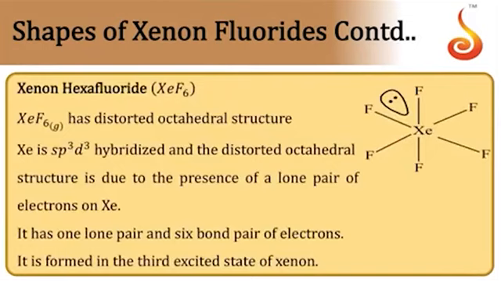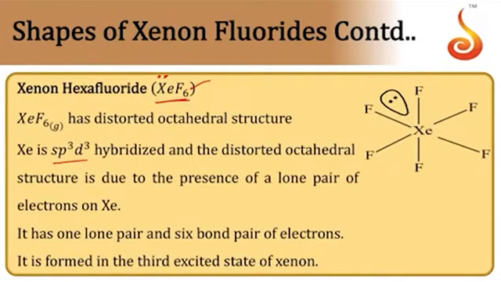Next, coming towards XeF6. The total number of pairs in XeF6 will be 6 plus 1, 7 pairs altogether, because 6 bonds are being formed in XeF6 and we still have one more lone pair. So 7 pairs comes under sp3d3 hybridization. Now it is forming 6 bonds, so we require 6 unpaired electrons.